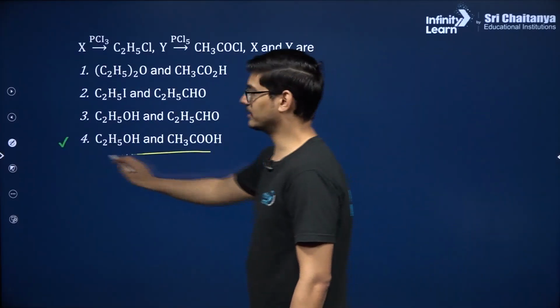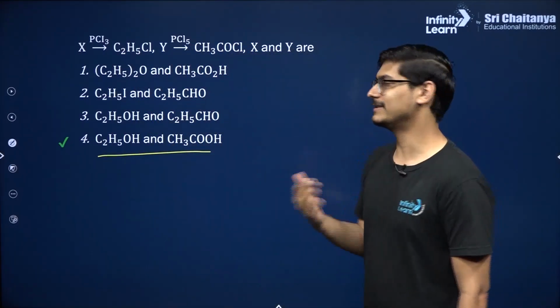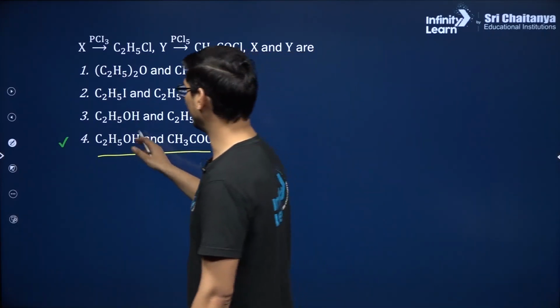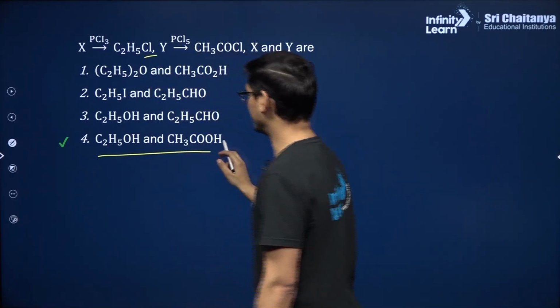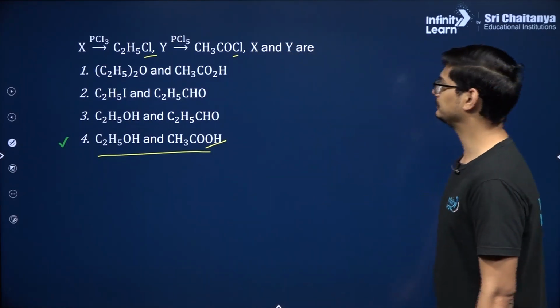Here, the fourth option is the correct answer because PCl3 and PCl5 both replace the OH group by Cl. So if you react an alcohol, OH is replaced by Cl, and if you react a carboxylic acid, again OH is replaced by Cl, giving acid chloride.